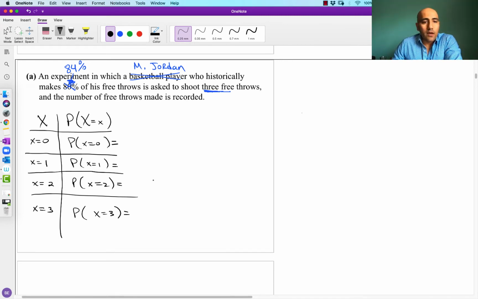Okay, so in order to figure out each one of these individual probabilities, we need to figure out all possible outcomes that can occur when Michael Jordan attempts 3 free throws. Okay, so on the first free throw, he either makes it or he misses it, right? So we have to establish the success, right? So success for us is going to be that he makes it. Success is that he makes it.